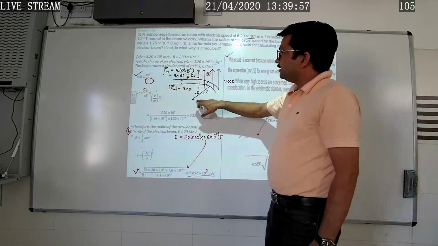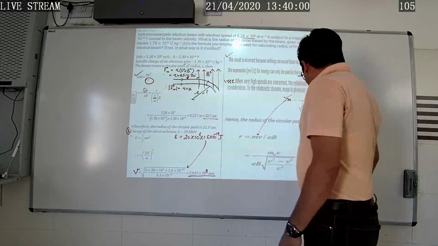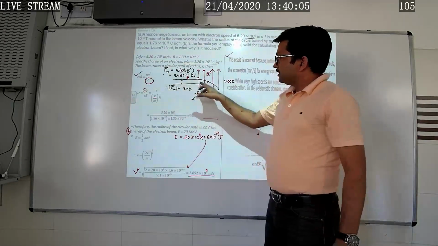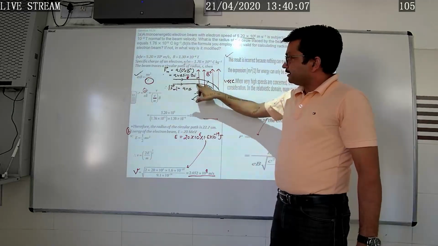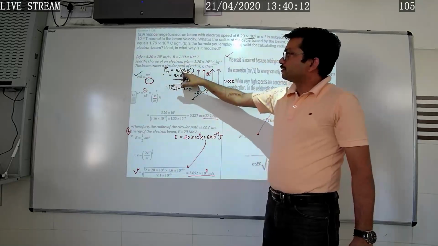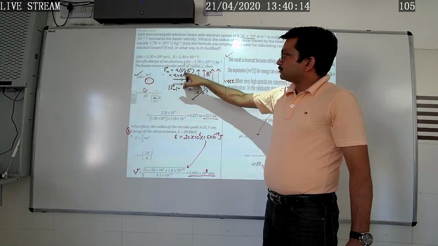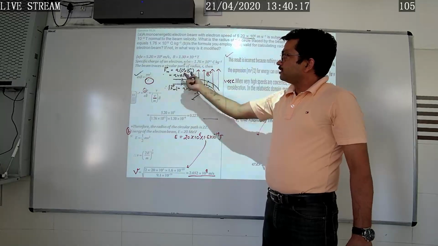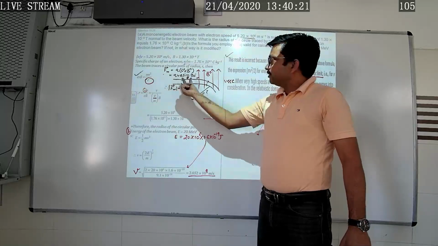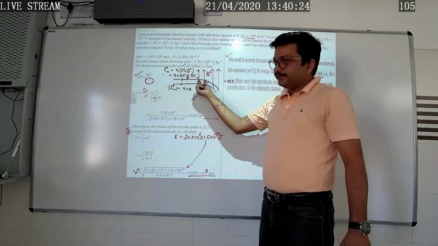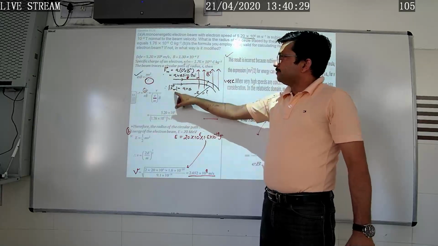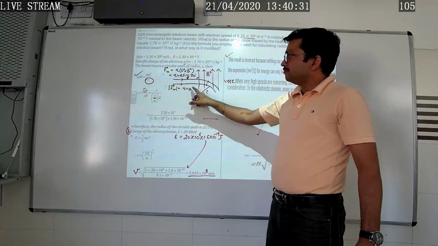In order to calculate the radius of the circular path, one thing you have to keep in mind is that the magnetic Lorentz force experienced by the electron when it enters the magnetic field region is given by vector Fm equals q into vector v cross B. Cross product is there. When we convert this cross product into normal form, B v sin theta will be there. Here in this case theta is 90 degrees. So q v B sin 90, whose value is 1. So we write the magnitude of the force as qvB.